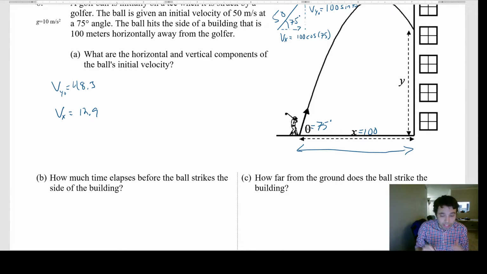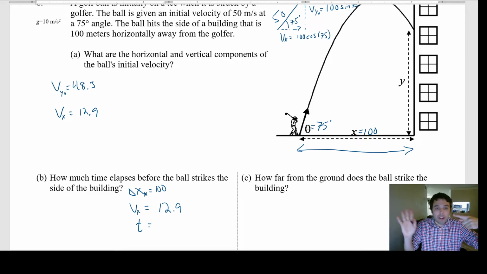So if it's horizontal stuff, we don't care about vertical. The horizontal displacement is 100, right? We know the horizontal velocity, which is constant at 12.9, because there's no acceleration in the horizontal direction. So how long does it take t to go that far? It doesn't matter what the vertical velocity was. If we're trying to go a certain distance this way, the only thing that matters is the horizontal velocity. It doesn't matter how high up you go. So let's solve for this.